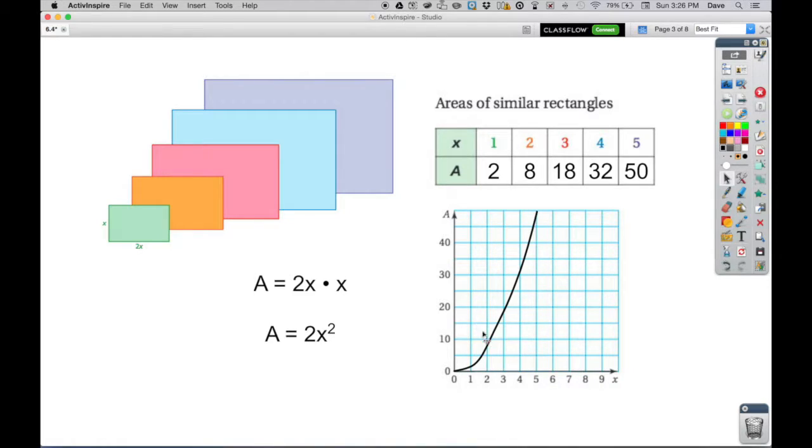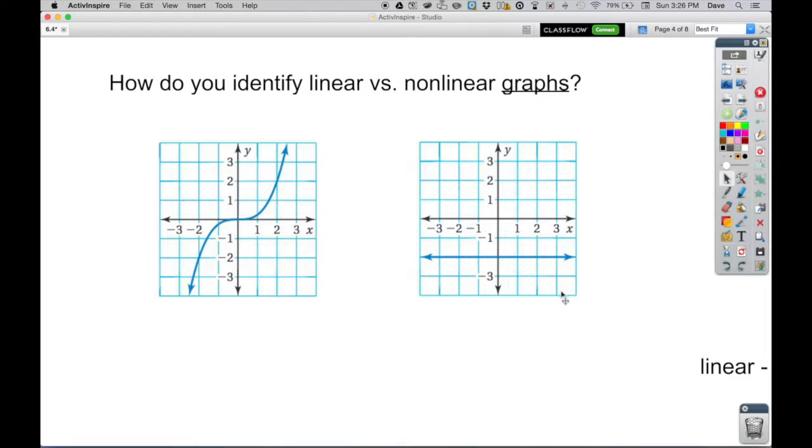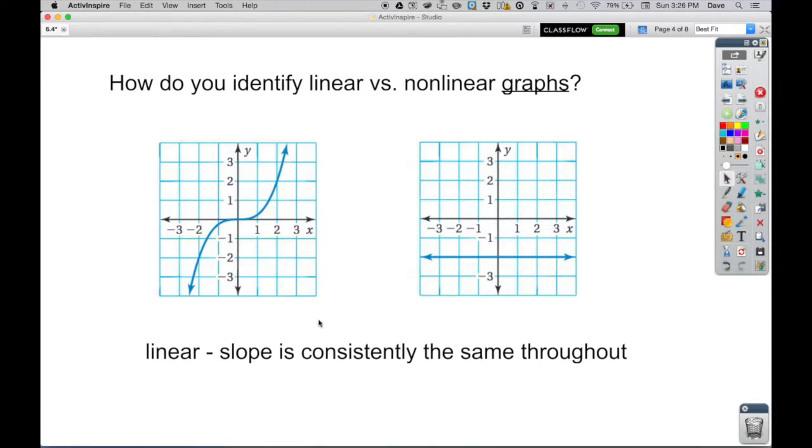Okay, and as a graph, it's obvious. But as a table, we have to figure out what was the giveaway. How could I tell from a table that this would be nonlinear? Or from the equation? All right, so that's what we're going to work on today. All right, so as far as graphs, how do you identify linear versus nonlinear? It's like we were just saying, linear has to be a straight line. Or another way to think about it is the slope is consistently the same throughout. Okay, and it's this idea of slope that's going to help us.